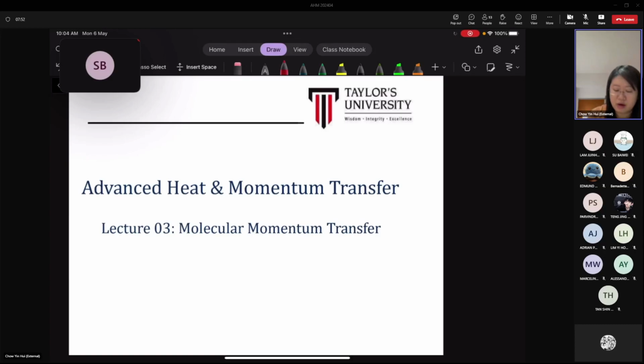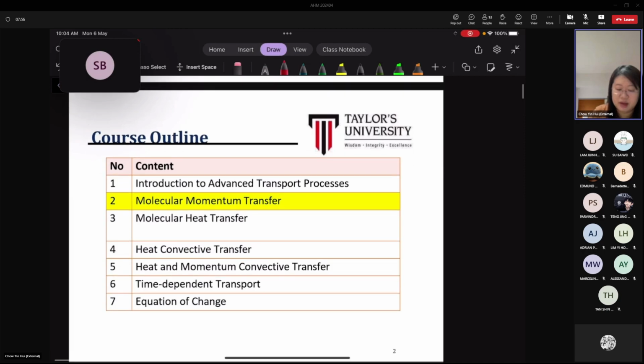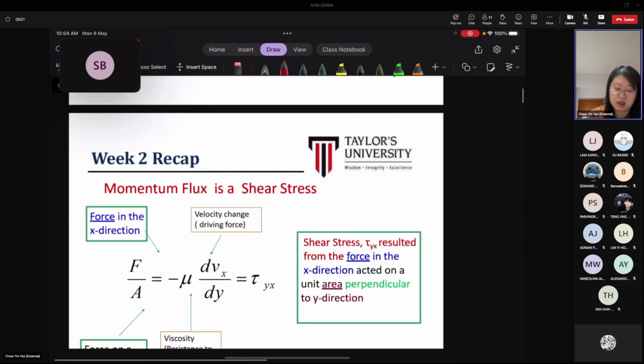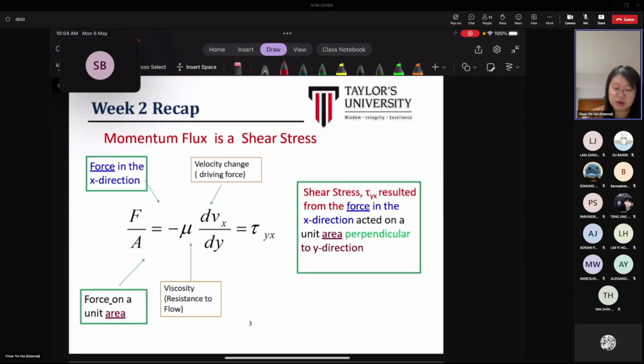Part 2 of molecular momentum transfer. Okay, so we are here on the second main topic. Last week we recapped what momentum flux is, or another term for it, the shear stress, which is equivalent to force per unit area.